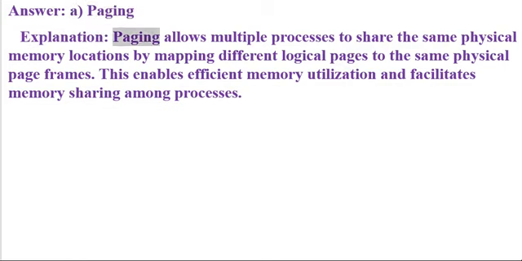Explanation: paging allows multiple processes to share the same physical memory locations by mapping different logical pages to the same physical page frames. This enables efficient memory utilization and facilitates memory sharing among processes.